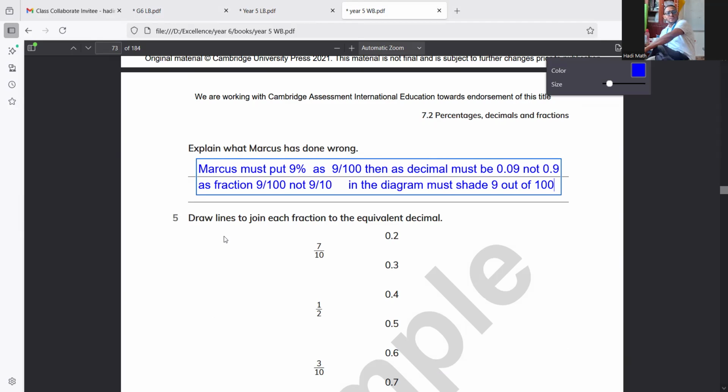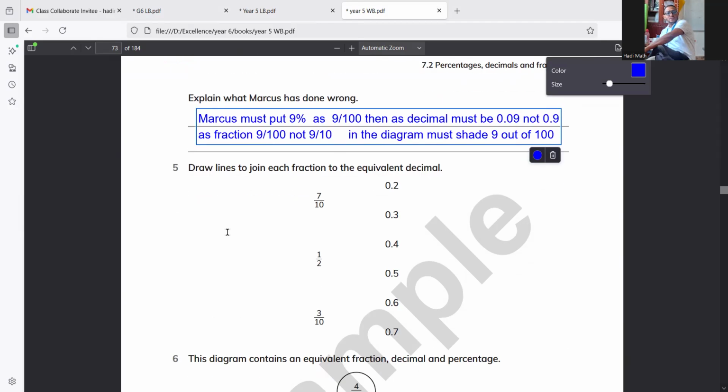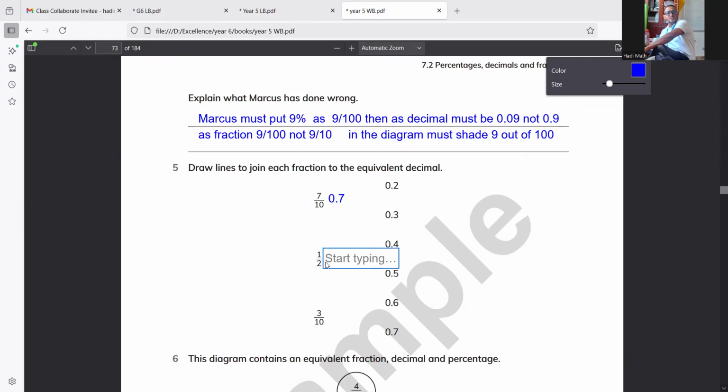Let's go to the question after. They said draw lines to join each fraction to the equivalent decimal. If you want to change fractions to decimals, this is 7 over 10 already, so you write 0.7 immediately. This is 1 over 2. You make the denominator 10 or 100. If you would like to make it 10, you multiply by 5 up and down. Then it will be 5 over 10, and 5 over 10 is equal to 0.5. And if you make it 100, it will be 50 over 100, which is also equal to 0.5. This is 3 over 10. Immediately, you put the decimal point after one digit, so it's going to be 0.3.